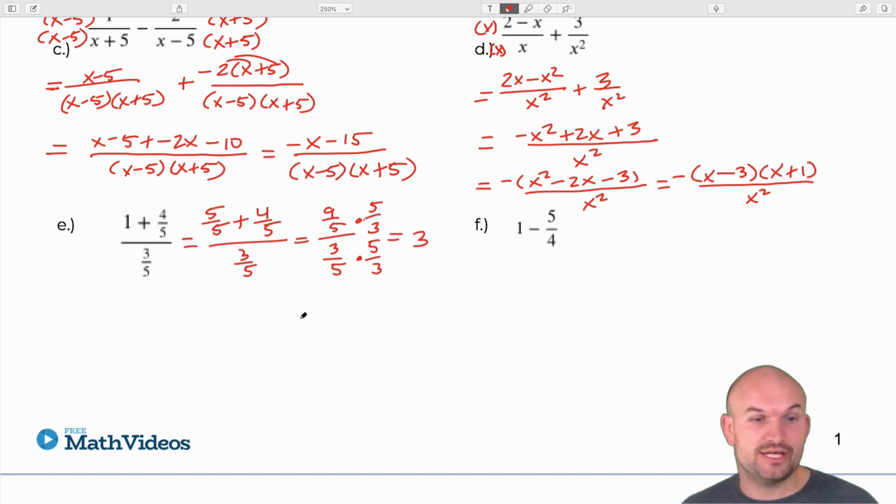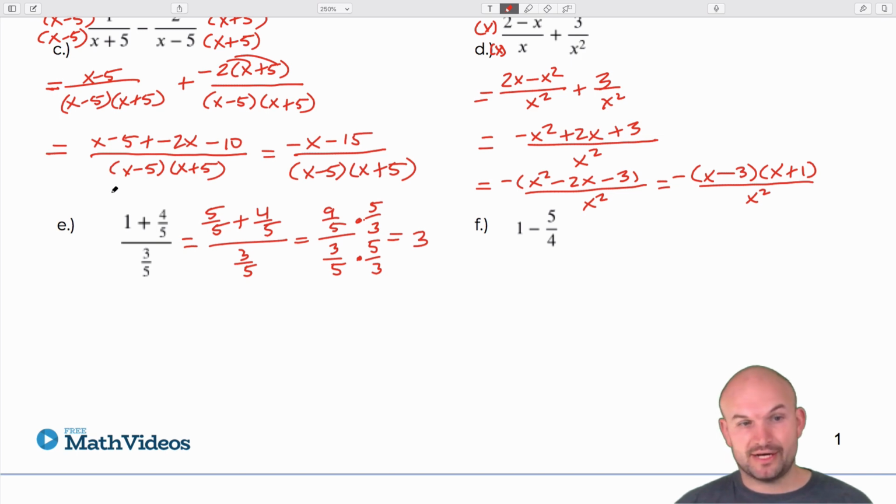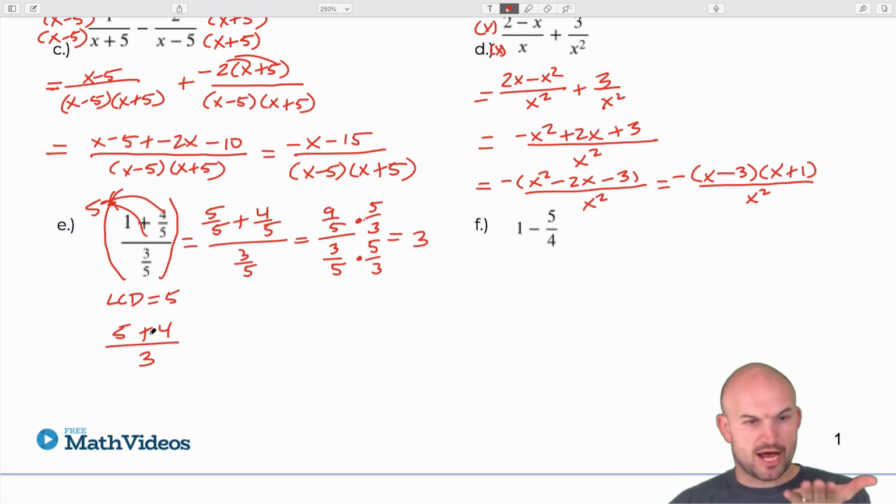Another way that I like to do it is to just get rid of the denominators. So you can see in this case that our least common denominator, we'll just say LCD, is equal to 5. So if I multiply everything times 5, watch what happens. I get 5 plus 4 over 3, right? If I multiply everything times 5, then I actually just eliminate all of my denominators. Now I just have one simple fraction, which is 9 over 3, which is just equal to 3.